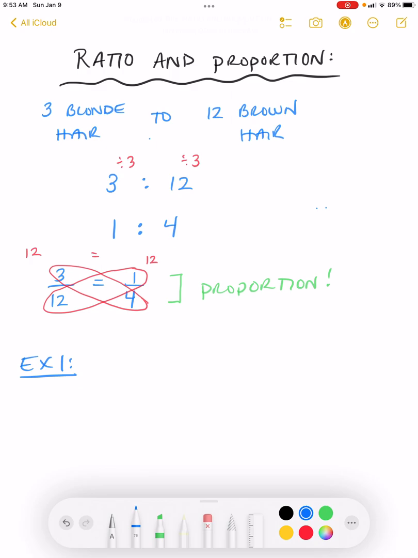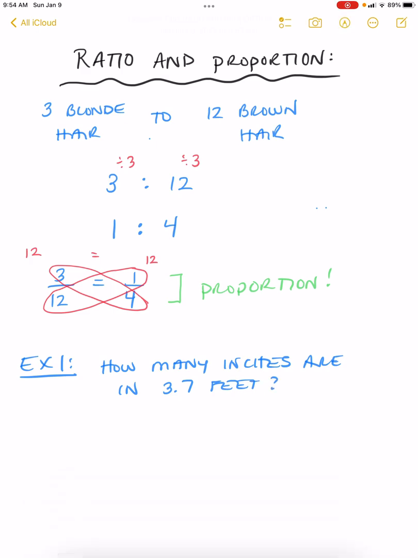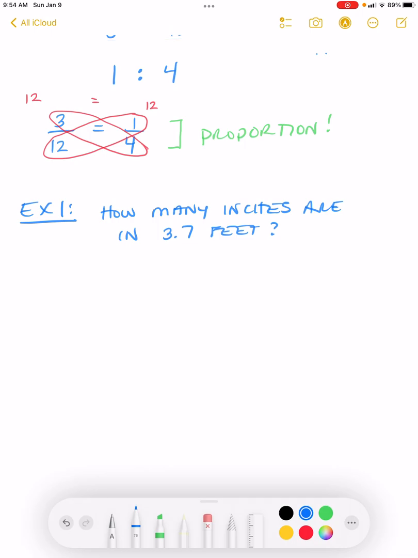Let's say, for example, how many inches are in, let's just say, 3.7 feet. Okay, well, what we need to do to start is we need to first recognize our first ratio, and the ratio is going to be inches to feet. So I would maybe need to think about some previous knowledge, right? How many inches are in a foot? So what we could say is 12 inches is equal to 1 foot. This is just a known ratio that we have to use to solve this problem.